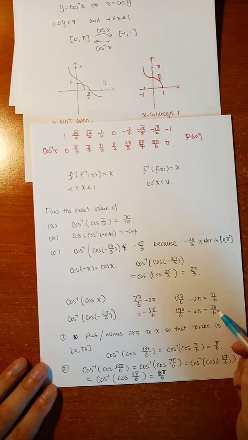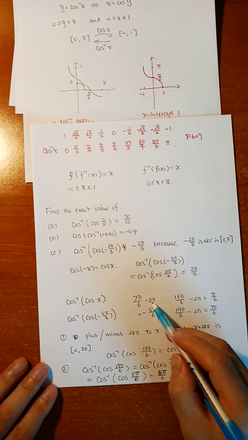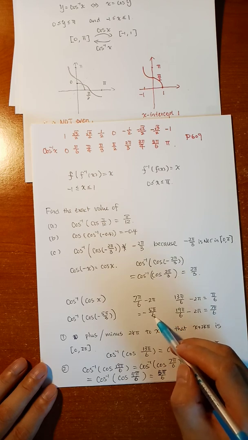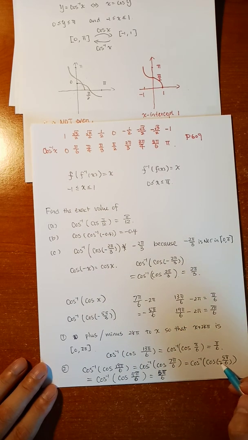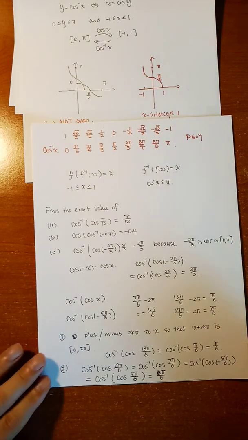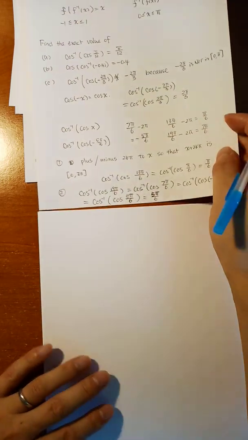You subtract 2 pi. You will change it to be a negative angle. This negative angle, you apply the even property of cosine. Even property, you remove the negative sign, then this angle will be in 0 to pi. Okay, so this is the complete discussion. So let me make this clear.